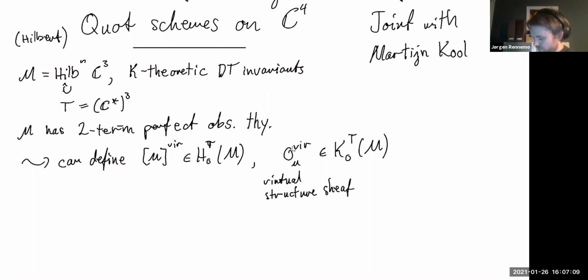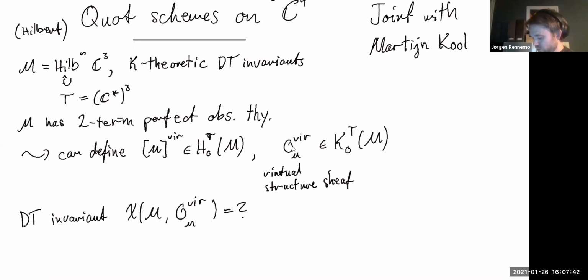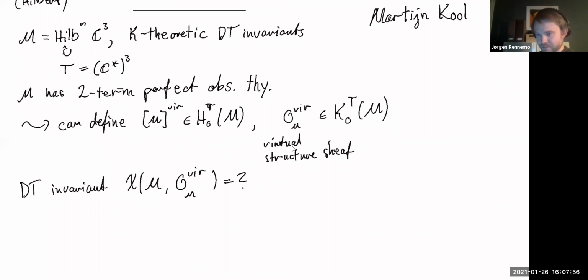And so what you might call the K-theoretic DT invariant here is to take the integral of this in some sense. What that means in K-theory is you want to compute the Euler characteristic of this K-theory class. So this is now the main guy you want to compute. I mean, there are different versions of the DT invariant, but this is one you would want to compute.